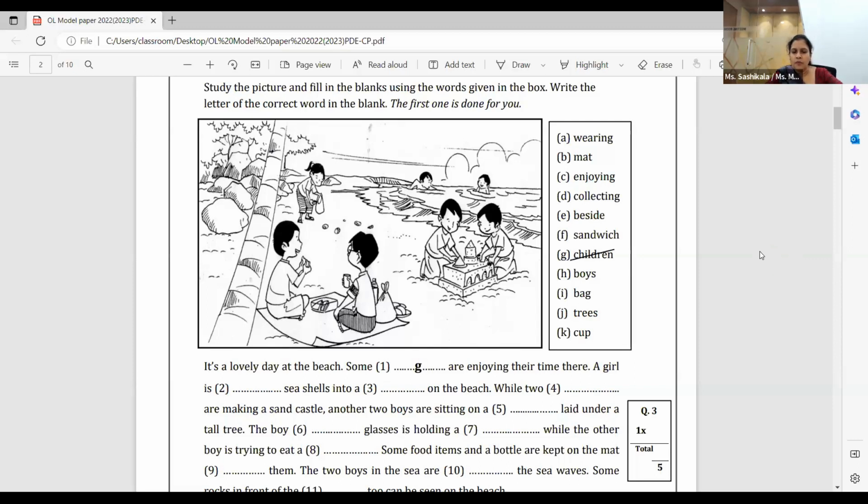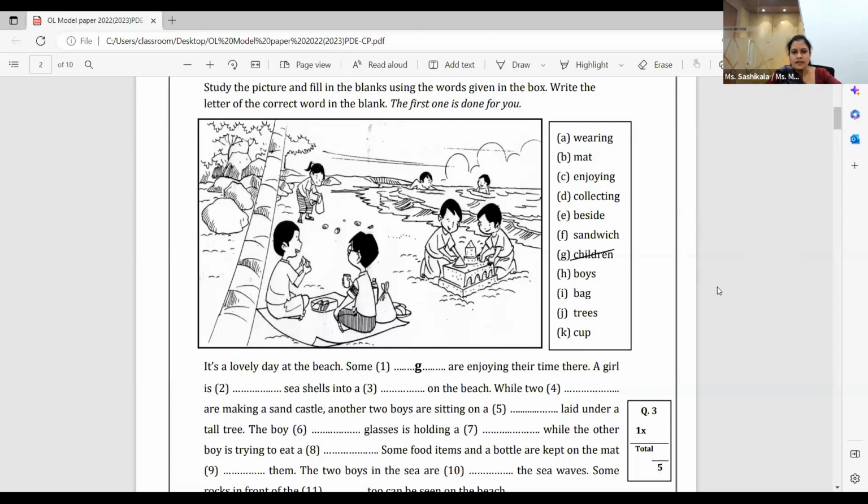While two boys are making a sand castle, another two boys are sitting on something. What is it? It should be mat, B. Two boys are sitting on a mat laid under a tall tree.